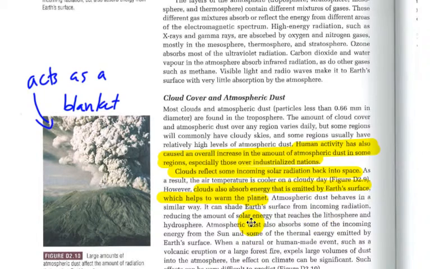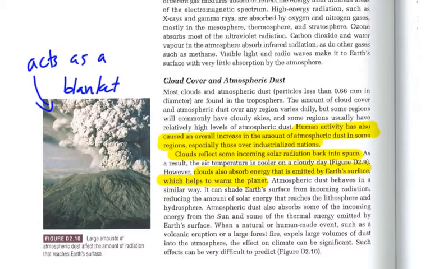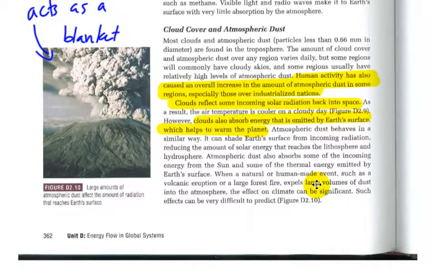Atmospheric dust behaves in a similar way. It can shade the Earth's surface from incoming radiation, reducing the amount of solar energy that reaches the lithosphere and hydrosphere. Atmospheric dust also absorbs some of the incoming energy from the sun and some thermal energy emitted by the Earth's surface. When a natural or human-made event such as a volcanic eruption or a forest fire expels large volumes of dust, the effect on climate can be significant and often quite difficult to predict.